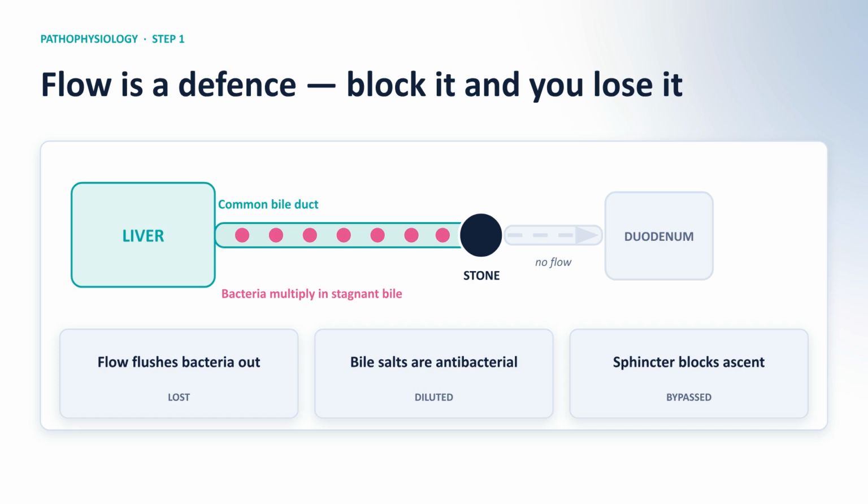Start with a normal duct. Bile flows downhill into the duodenum, and that flow is itself a defense. It flushes bacteria out mechanically. Bile salts are mildly antibacterial, and the sphincter at the bottom keeps gut contents from climbing up. Now block the duct. Flow stops. The flushing stops. The small numbers of bacteria that reach bile from the gut or from the portal blood are no longer washed away. They sit in warm, stagnant, nutrient-rich fluid, and they multiply without any restraint. You have just created a closed space infection inside the liver, and nothing about that space can drain itself.